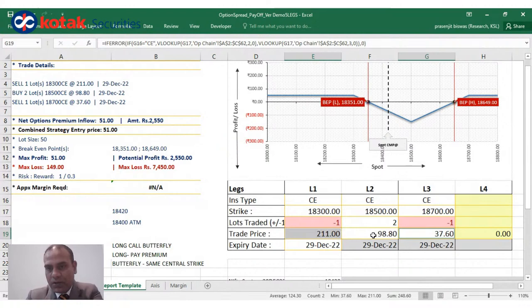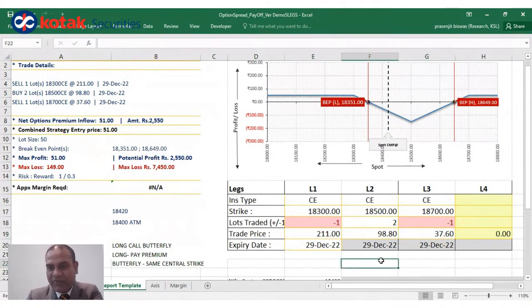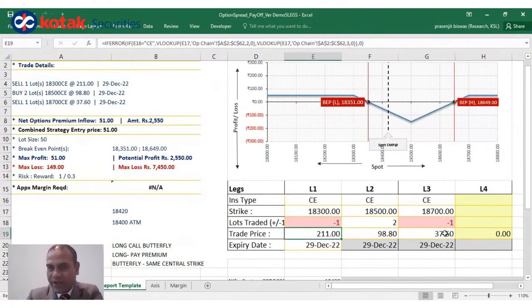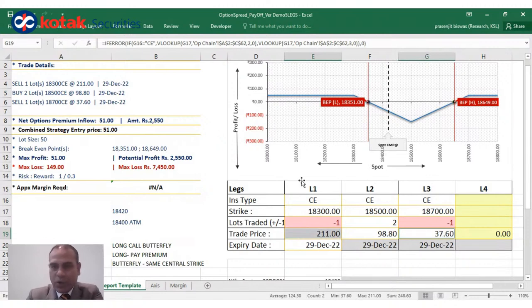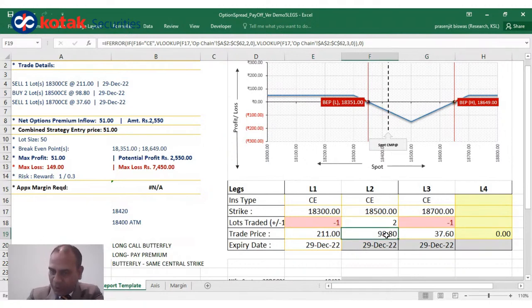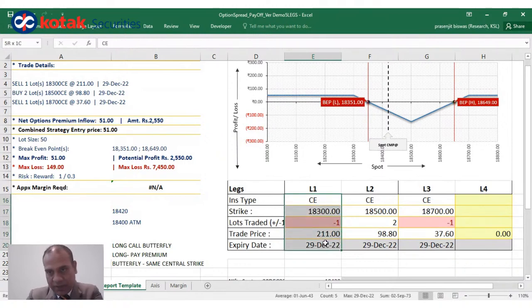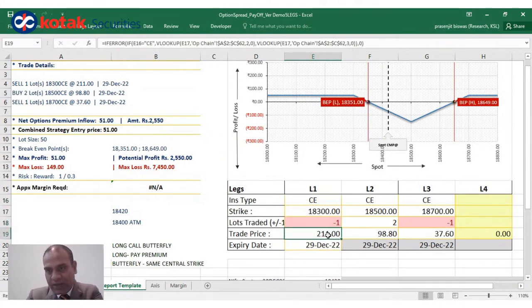So this is what creates a differential of 248 received and roughly 200 payout. So roughly 48 rupees is what I am pocketing. Since I am getting an inflow from this strategy, the majority of the inflow comes from this in the money call option, right? So this 211 is a major chunk of the inflow, and an additional 37 is what I am getting. So in total 248 is what I am getting, and 200 is what I am paying.